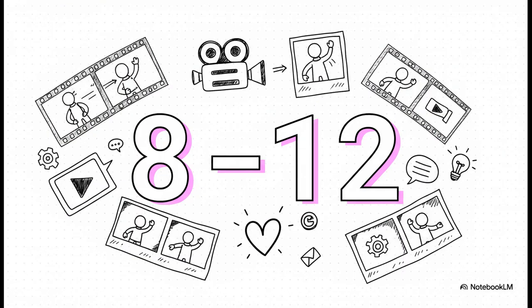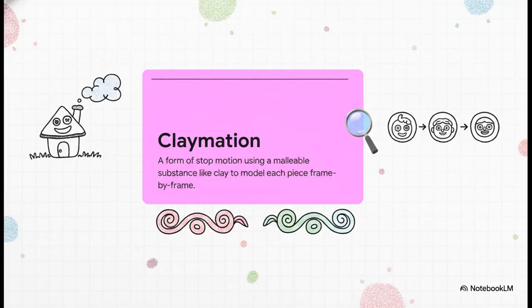Get this. To create a single second of smooth video, you need to shoot and perfectly align between 8 and 12 separate photos. It is a true labor of love. And probably the most famous type of stop motion is claymation. In this style, everything you see on screen is sculpted by hand from clay. It uses that same painstaking frame-by-frame process, which means, you guessed it, it also comes with a pretty significant investment of both time and money.